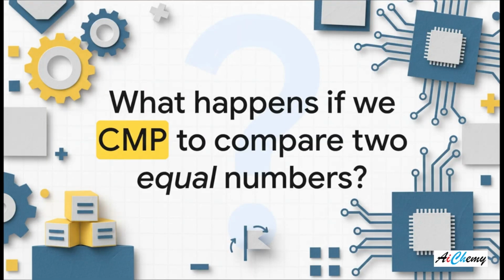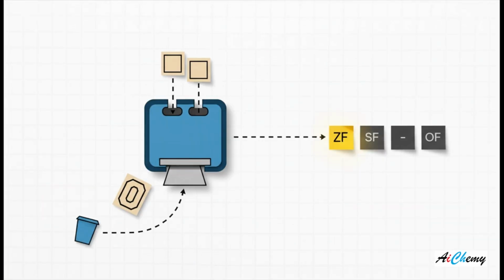So let's think about that. What happens if we use CMP to compare two numbers that are exactly the same? Say we compare 5 with 5. What's the result of 5 minus 5? And what does that mean for our little sticky notes? The answer is 0, of course. So that little sticky note, the 0 flag, gets flipped on. The CPU now has a record, a little 1 sitting in the 0 flag spot that tells it those two numbers were identical. And it figured this out without actually changing any of its data.